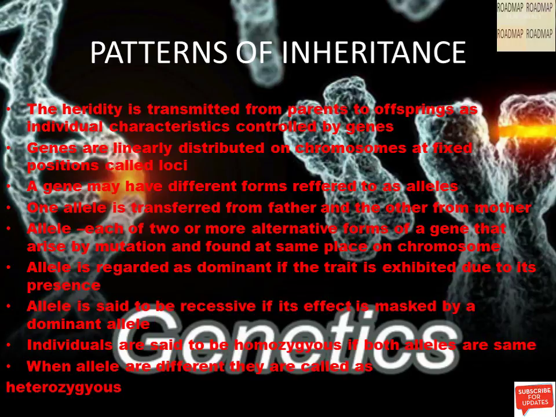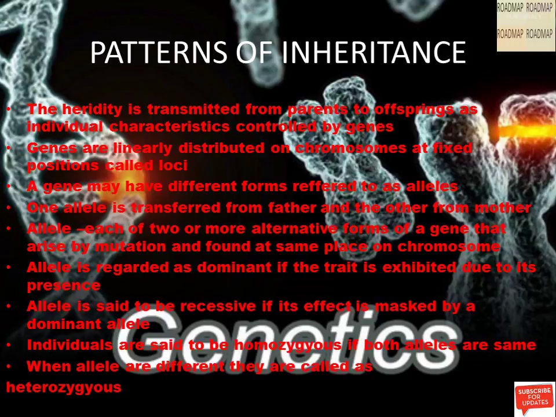And a gene may have different forms called alleles. Now one allele is transferred from the father and the other from the mother. What exactly is an allele? An allele is each of two or more alternative forms of a gene that arise by mutation and are found at the same place on a chromosome. An allele is regarded as dominant if the trait is exhibited due to its presence, and an allele is said to be recessive if its effect is masked by a dominant allele.